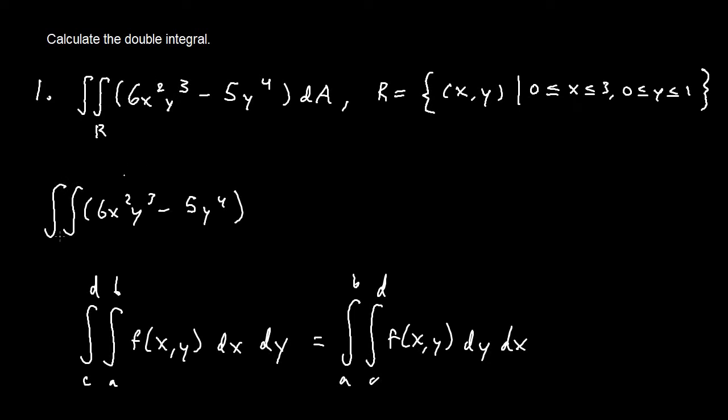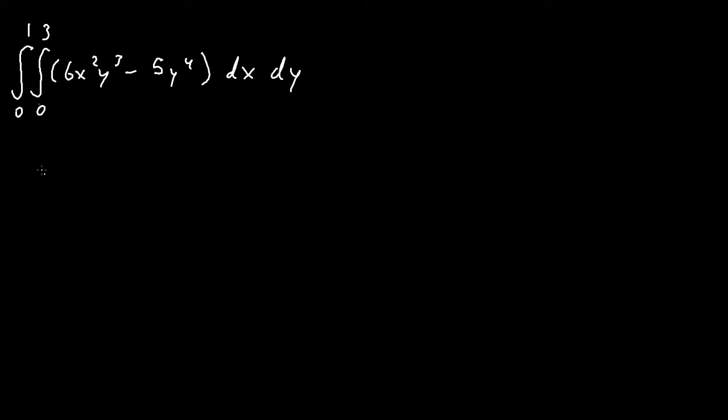And so if I go back to the double integral here, let's just go ahead and put the x bounds first on the inner integral, so from 0 to 3, and the y bounds on the outer integral. So if x bounds are on the inside, I have to put dx first. And if the y bounds from 0 to 1 are on the outside, I have to put dy outside. And now we can go ahead and solve the iterated integral. So I'm going to go ahead and write down the inner integral first. So from 0 to 3 of 6x squared y cubed minus 5y to the fourth.